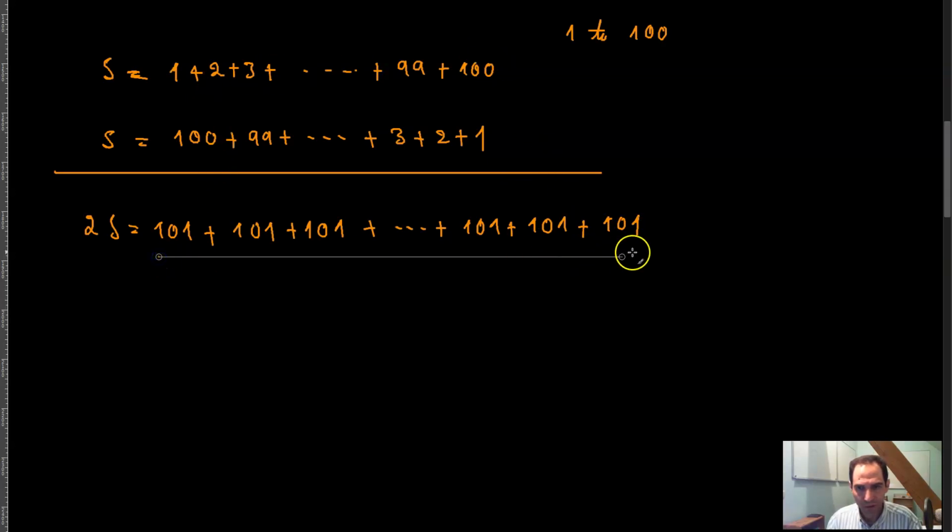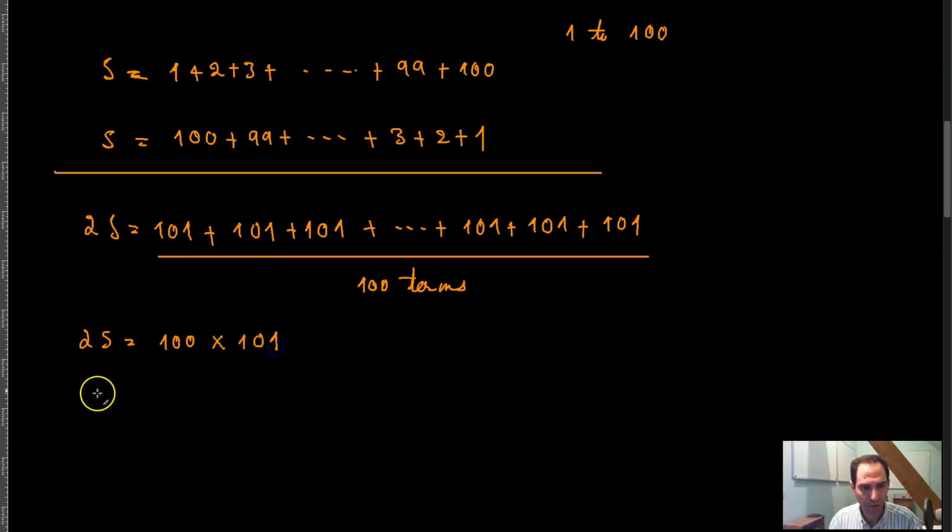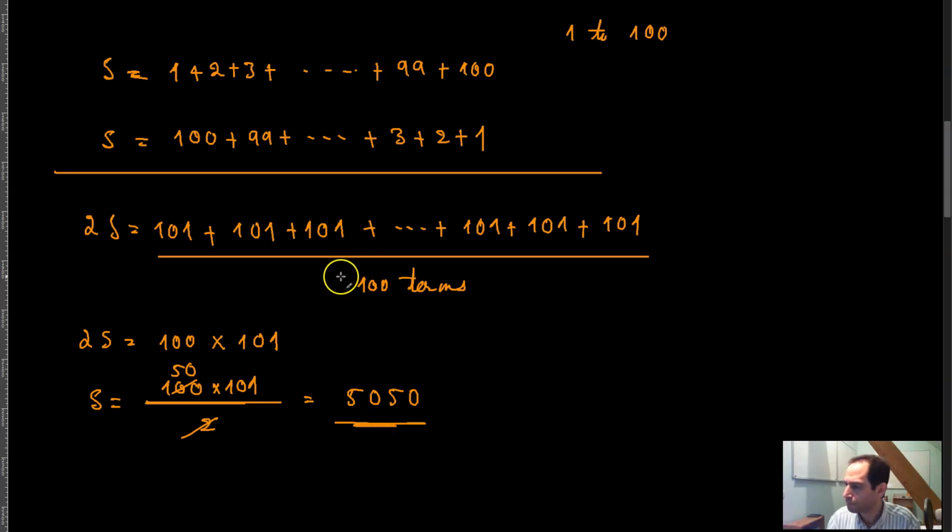And of course, this is 100 terms, which means that 2S is equal to 100 times 101, which means that S is equal to 100 times 101 divided by 2, which is equal to 50 times 101. That's 5 times 101, which is 505, and a 0 there, and you get 5050. So that's how he actually added those numbers together.